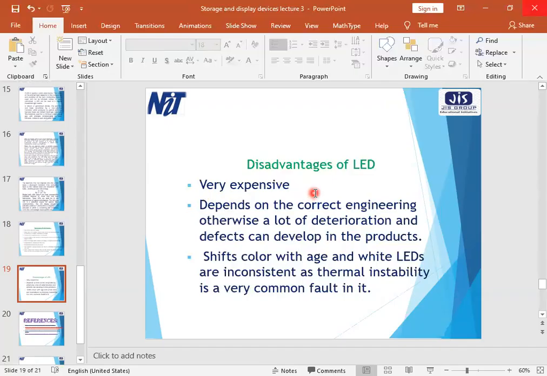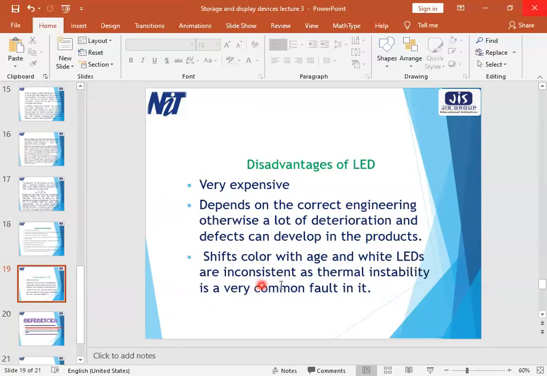Another thing is that there is a knowledge gap between the user and the manufacturer. Because of that, people do not know how to work with or how to use the LEDs. And in the LEDs, correct engineering is required. If the engineering is not correct, if there is some defect, then it will deteriorate. The color is also shifted with age. So as the LED becomes older, the color gets shifted.